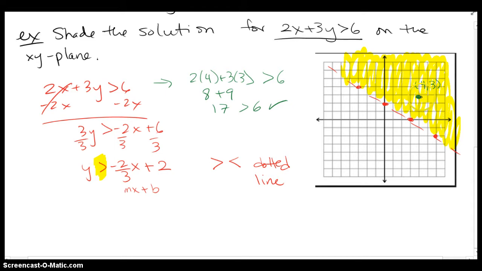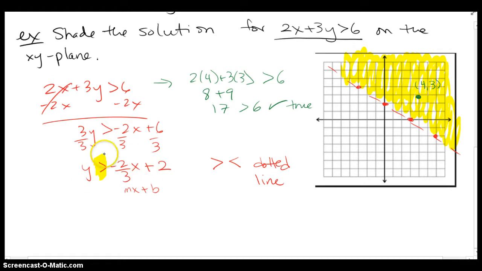The other method is just pick an ordered pair either above this line right here or an ordered pair below the line. If you get a true statement like we did here, you shade that side. If you get a false statement, you shade the opposite side. So in this case, if I had picked an ordered pair here, for example, and gotten a false statement, I would have decided that side down here is no good. I have to shade above the line, which is the other side.